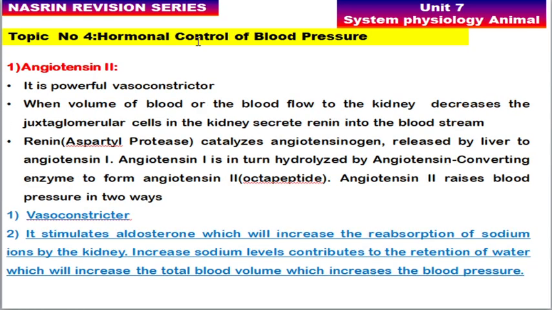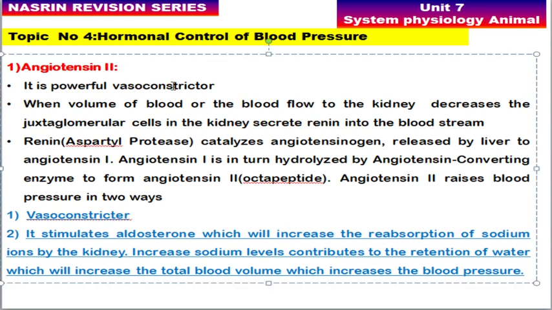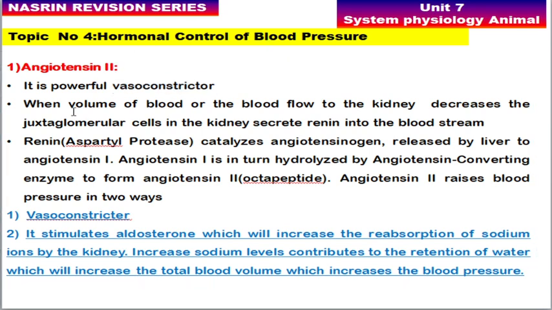Next, we can see hormonal control of blood pressure. The first hormone is angiotensin 2. It is a powerful vasoconstrictor, friends. The mechanism is that when the volume of blood or the blood flow to the kidney starts to decrease, the juxtaglomerular cells in the kidney will secrete an enzyme called renin into the bloodstream. This renin is an aspartyl protease enzyme, and it will catalyze angiotensinogen. This angiotensinogen is released from the liver. In the presence of renin, angiotensinogen will be converted into angiotensin 1.